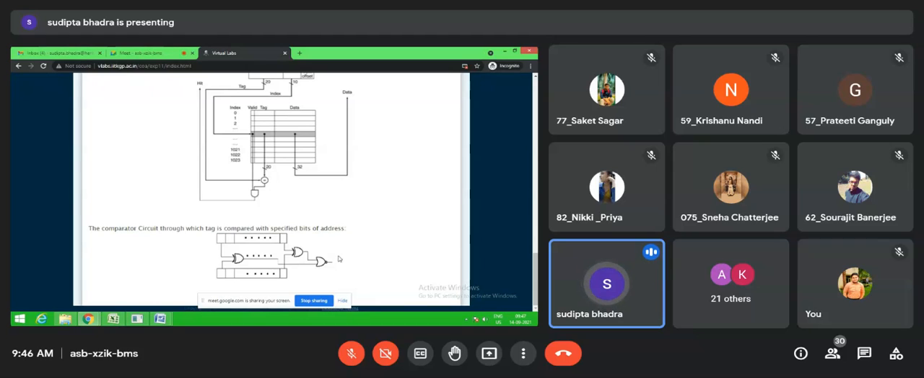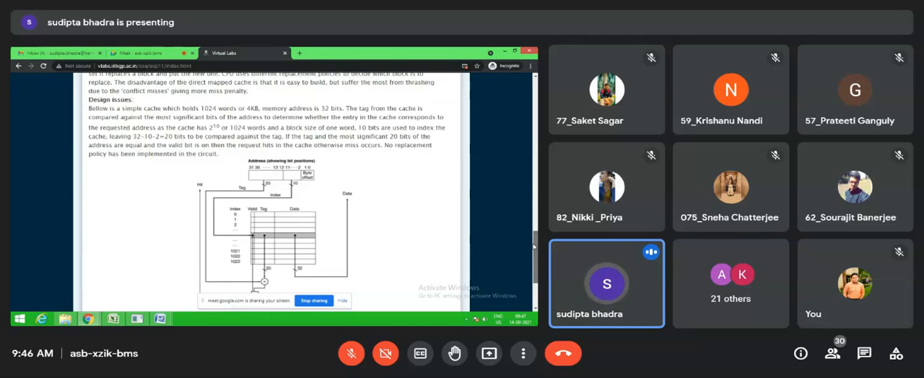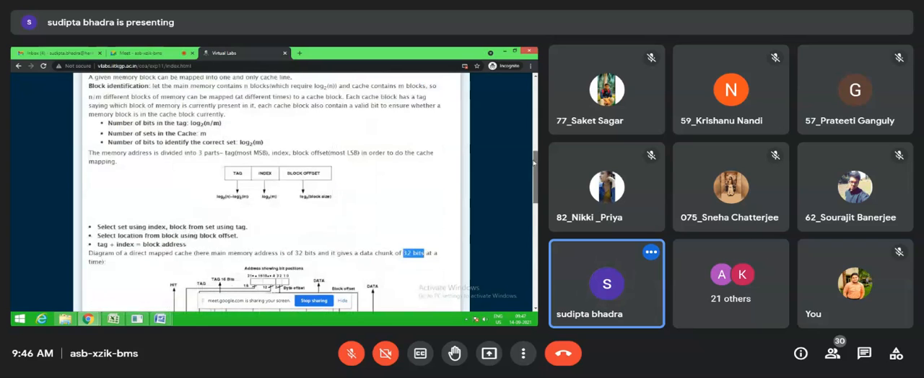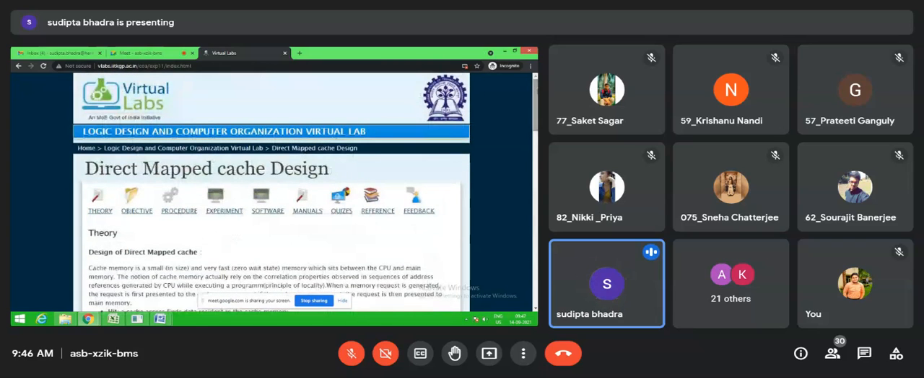But here we are going to use a module, 1 bit comparator.